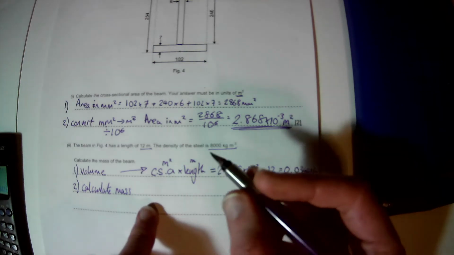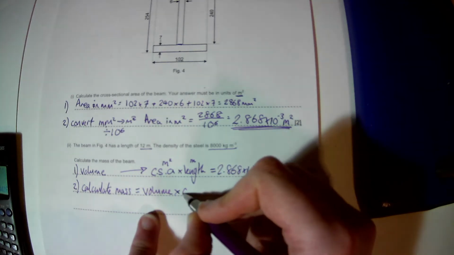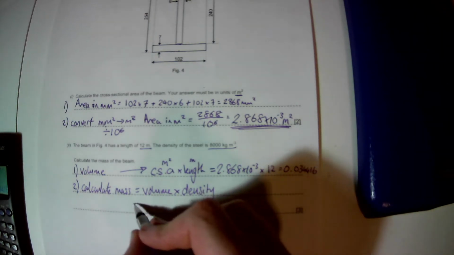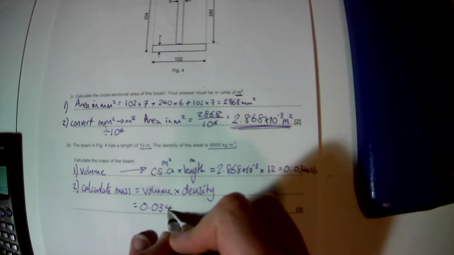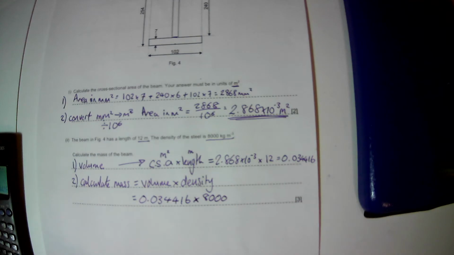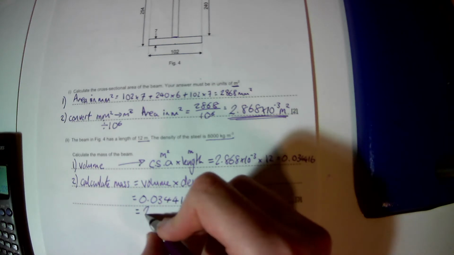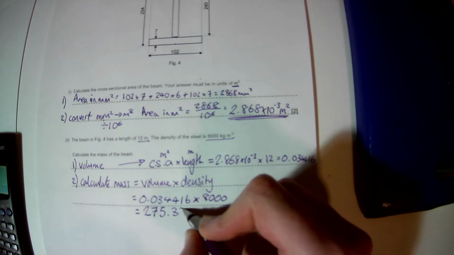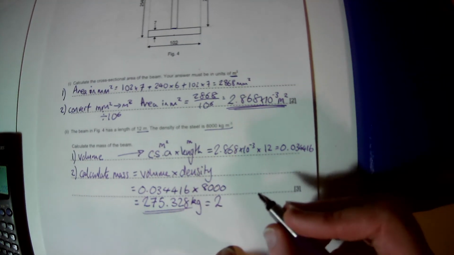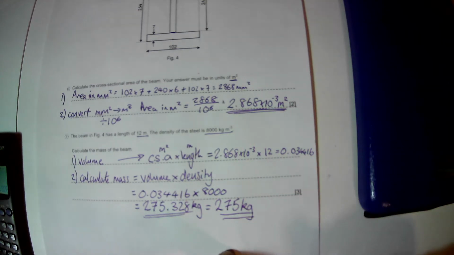Then we need to calculate our mass. Now our mass is going to be the volume multiplied by the density. So our volume was 0.034416. Our density is 8,000. We multiply those together. We end up with 275.328 kilograms, which we are going to do some rounding on because that's a ridiculous amount of precision to claim. So let's say 275 kilograms.